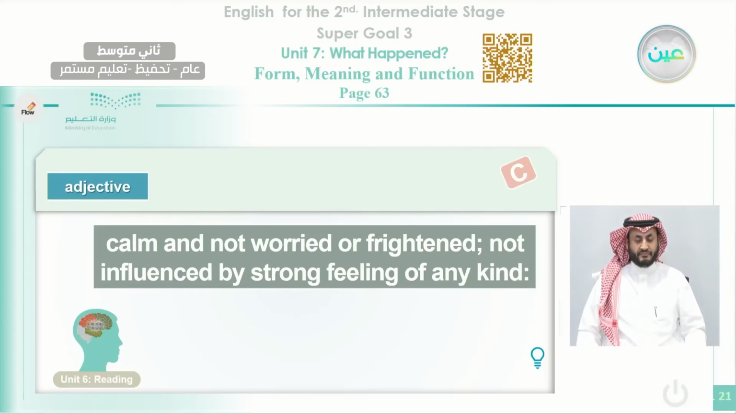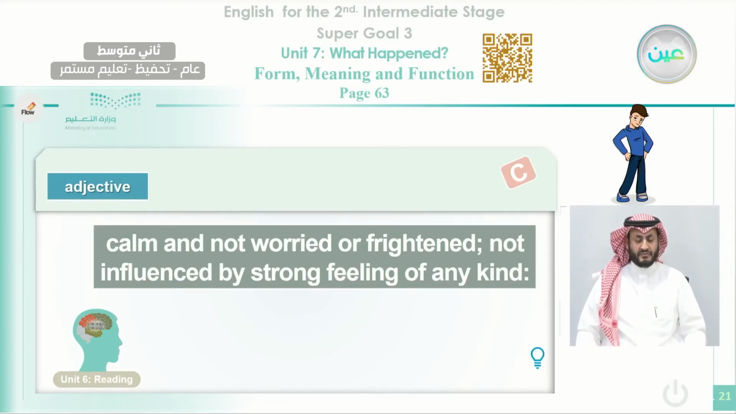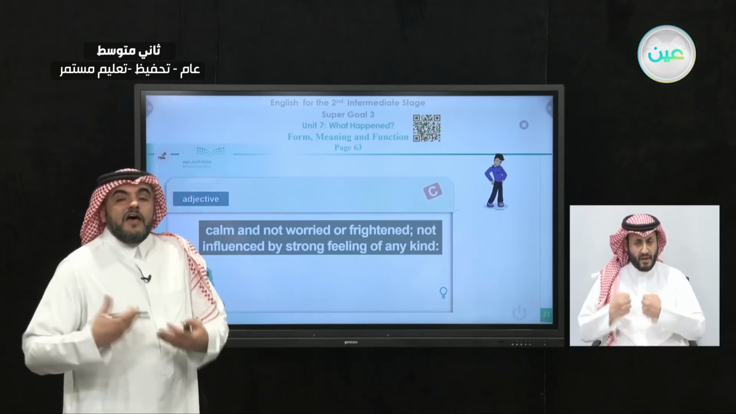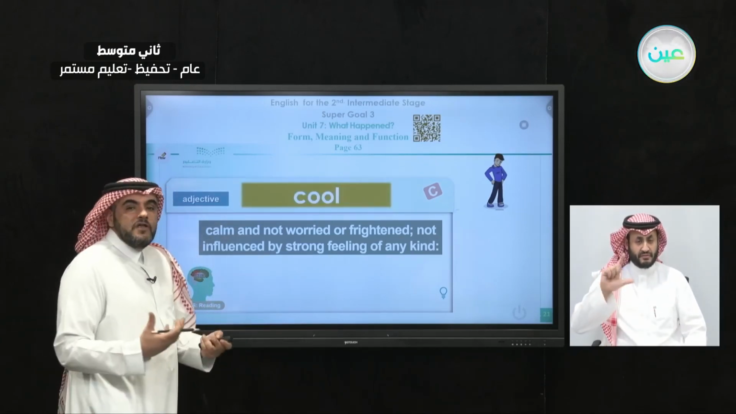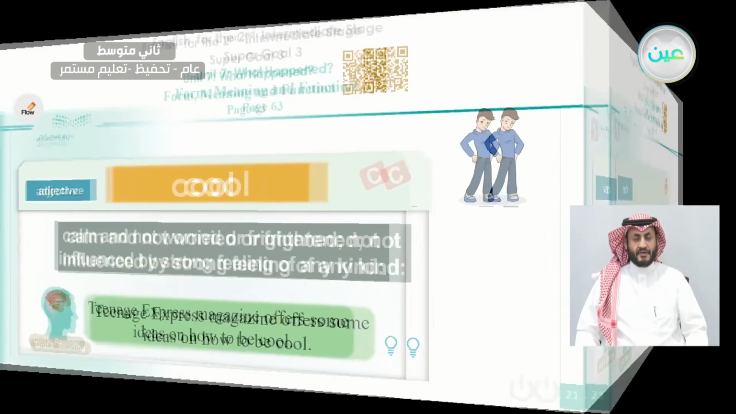Okay, we have some words now from the previous lesson, because we are ending our unit today. That is number one. When you talk about a person who's calm, not worried or frightened, not influenced by strong feeling of any kind, that means he is able to control himself and to deal with situations wisely. Okay, that is the person we call "cool". You remember from the reading passage that we read before in the previous lesson, Teenage Express magazine offers some ideas on how to be cool. Okay, we advised you how to become cool.